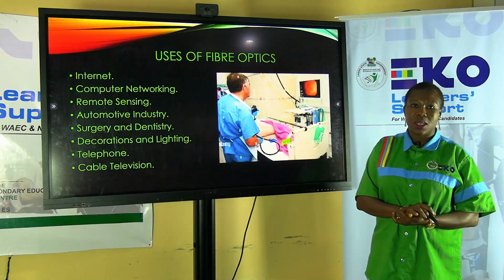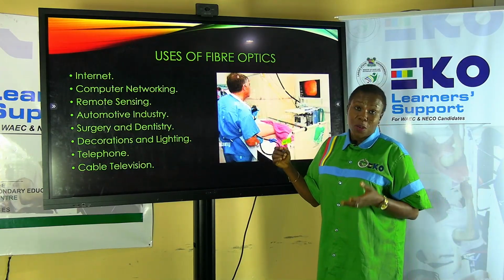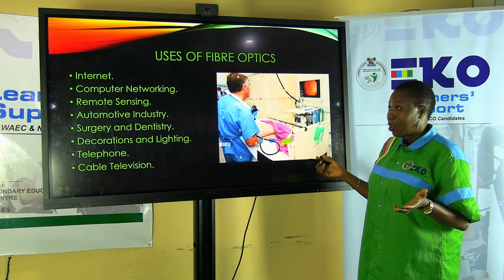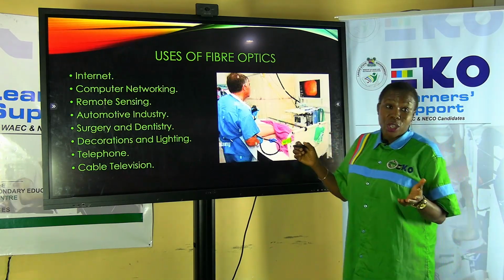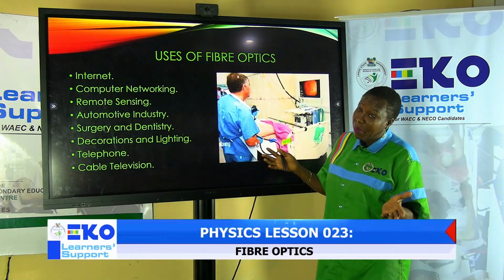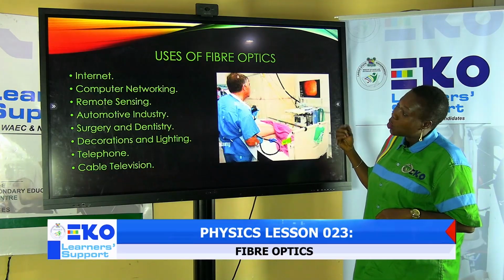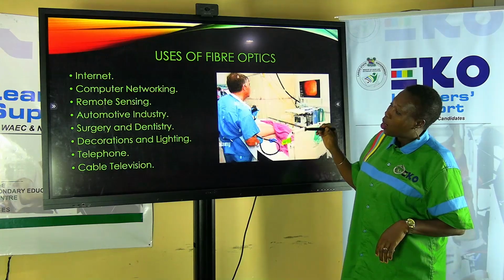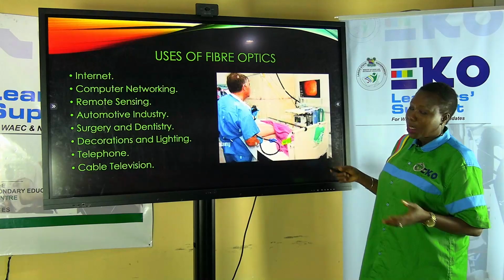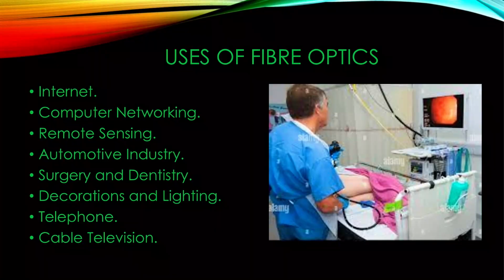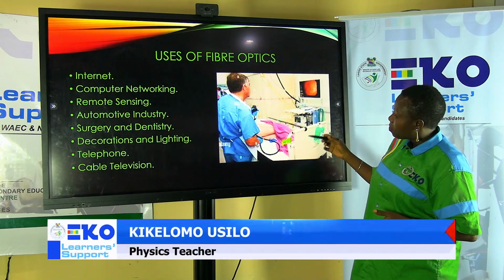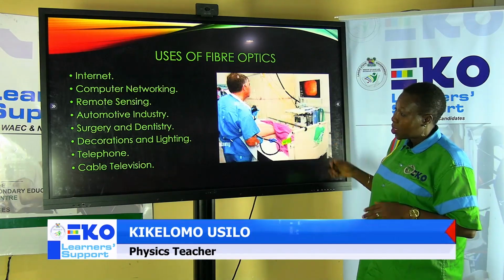Uses of fiber optics. Like we mentioned previously, usage of internet, computer networking. It's also used for remote sensing, for example the usage of drones, in case of kidnapping, it senses, it goes further, and even deep down in the ocean, it also works. Automotive industry, that is making of vehicles, surgery and dentistry, just like we see in the diagram. This is a surgeon performing surgery using optical fiber.